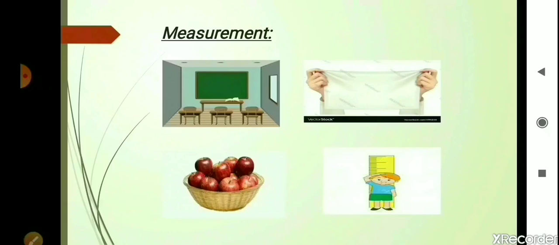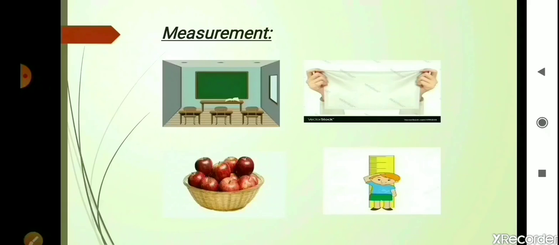Sometimes you also measure your height, and when you do your measurement of height, you generally report it like 5 feet 3 inches or 4 feet 9 inches. So all these are measurements. So what are we doing in these measurements? We are actually trying to compare some physical quantity with some kind of reference.